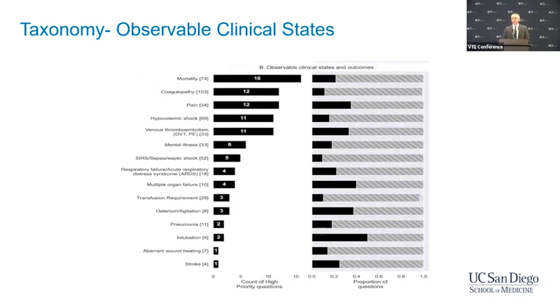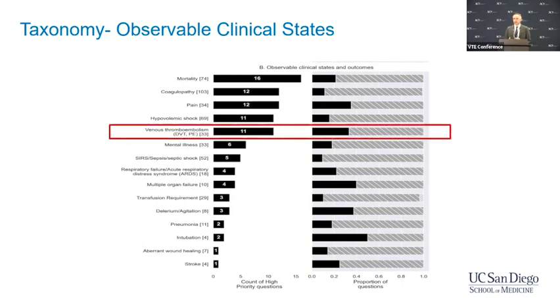We also had these observable clinical states, and this is where we actually characterized what the question was about. It might be about mortality, coagulopathy. We actually had a specific VTE-related topic there, and you can see that we had 11 high-priority questions that were specifically labeled as VTE, that were high priority, and many more that were listed as medium priority questions.